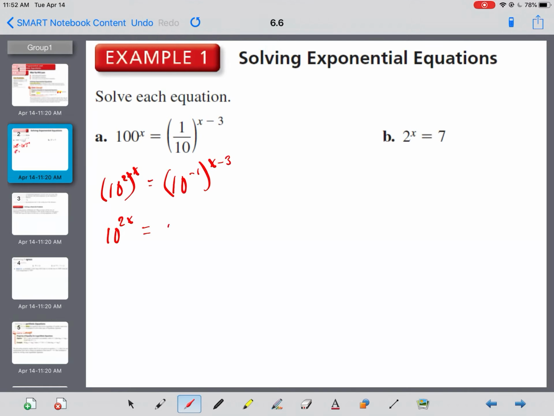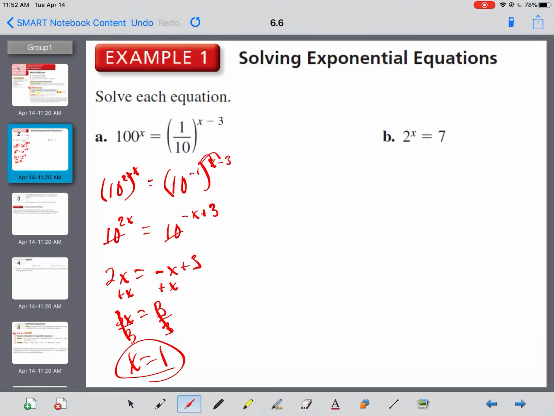Now I just combine the exponents, because with an exponent to an exponent, I multiply. So that's 10 to the 2x equals 10 to the negative x plus 3. The negative goes to both. Since the base is the same, drop the base. 2x equals negative x plus 3. Then solve for x. Add the x over. 3x equals 3. Divide by 3. x equals 1. And that's how it goes.